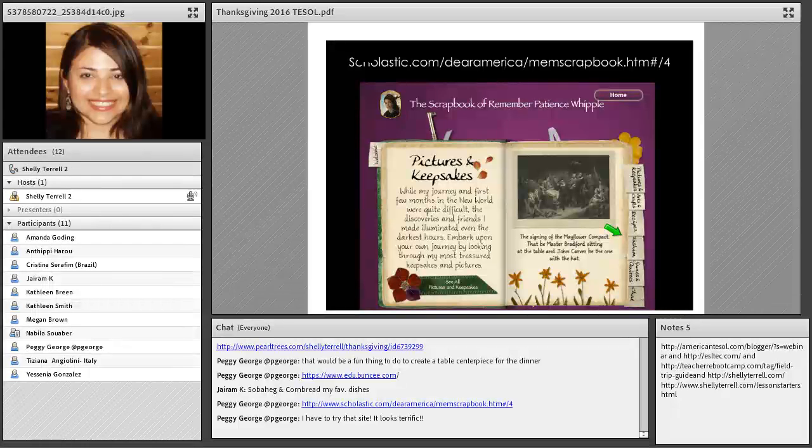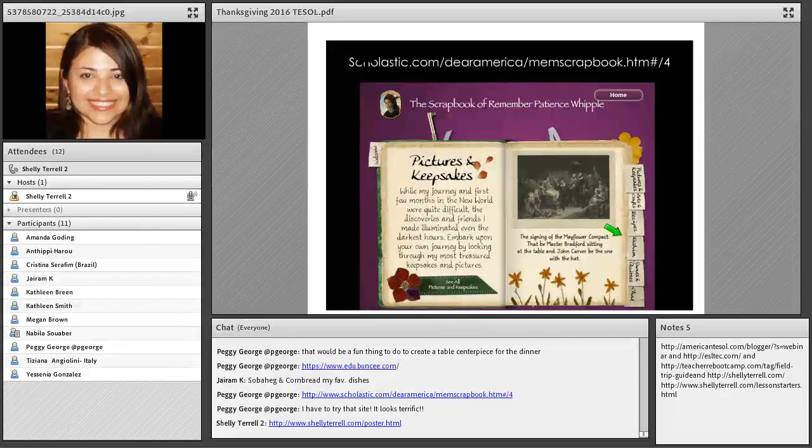So some of the resources I already listed. And you can also find those different resources if you go to, and these are free ways for your students to make digital scrapbooks, digital posters, and we've already done a session on that, but you can look at shellyterrell.com/poster and you'll find those.